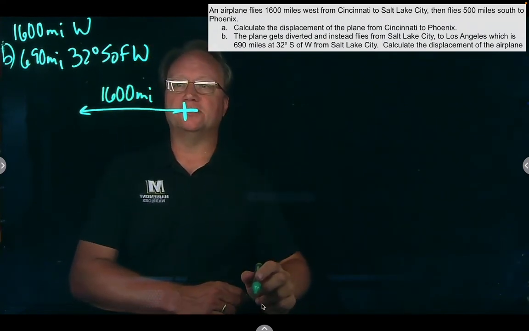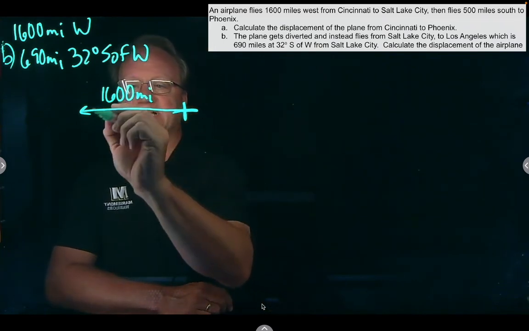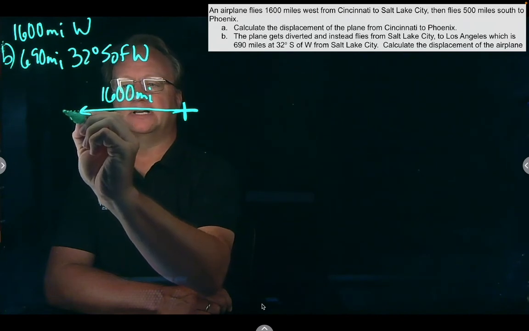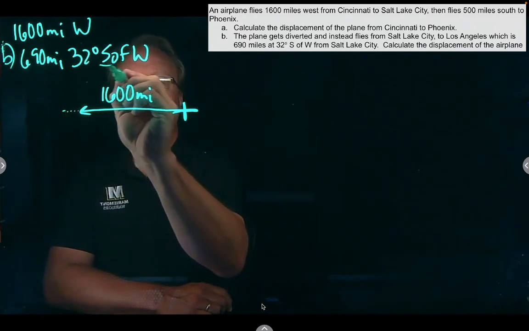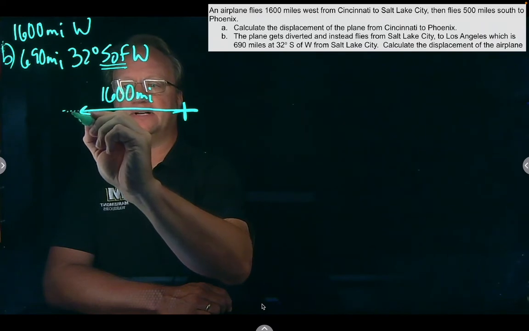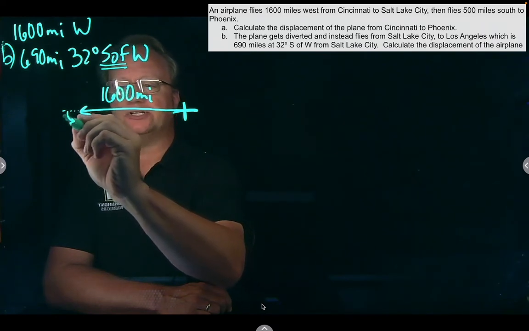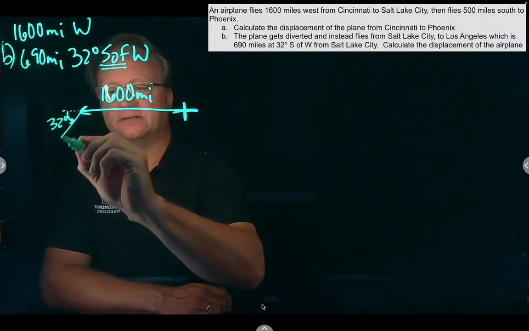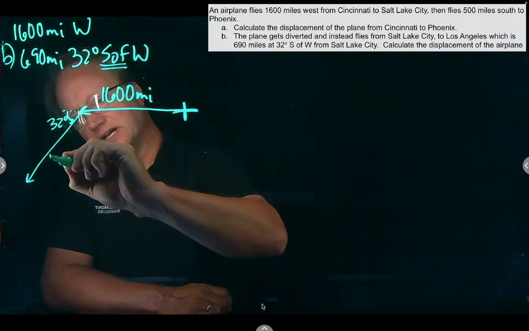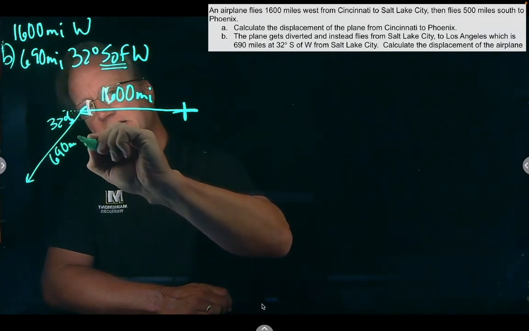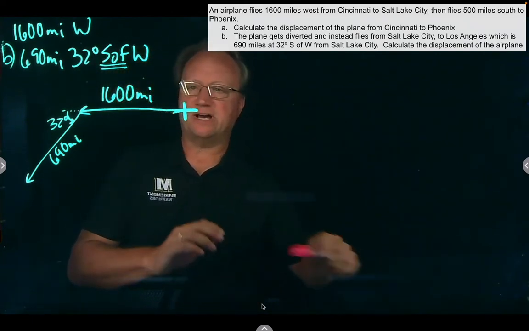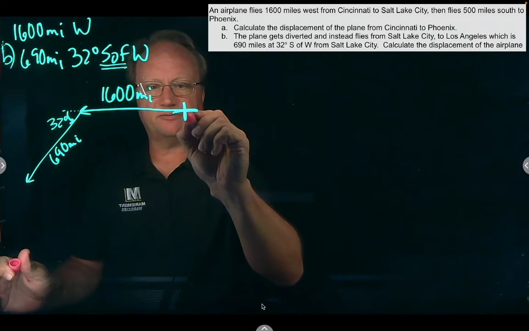Now, the next vector is at an angle, so we want to go south of west. So here I am at the end of this vector. I'm going to continue on. There's my west reference line, and now I want to go south of there. So I'm going to rotate 32 degrees toward the south from there, and that's where I'm going to draw my second vector, 690 miles south of west.